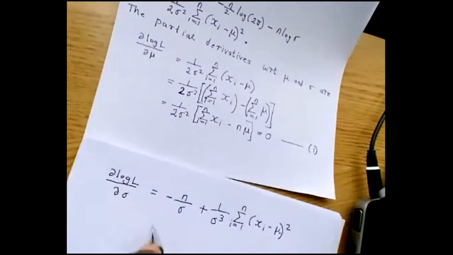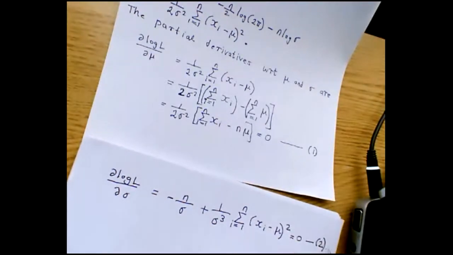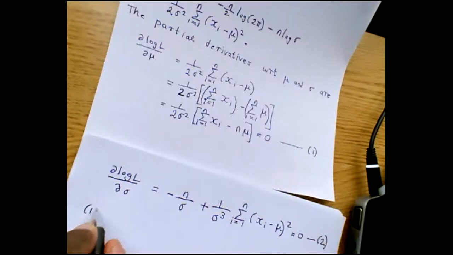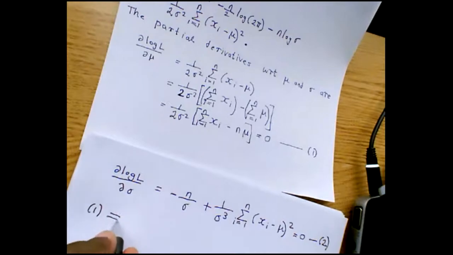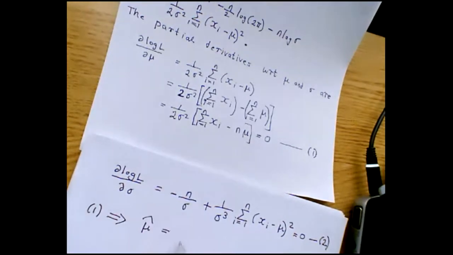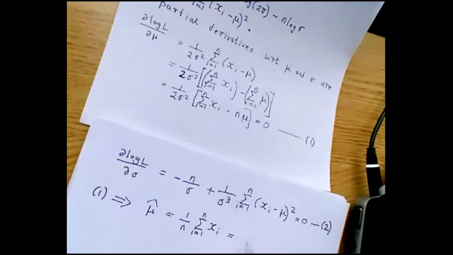Let's set this to 0, and let me call this equation 2. Now from equation 1, which is this one, you can see that the estimator for mu is equal to 1 over n times the sum of xi, and this is of course equal to the sample mean x bar.